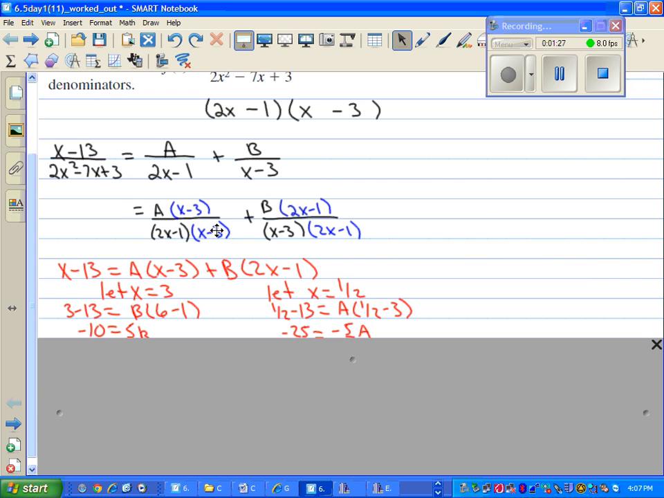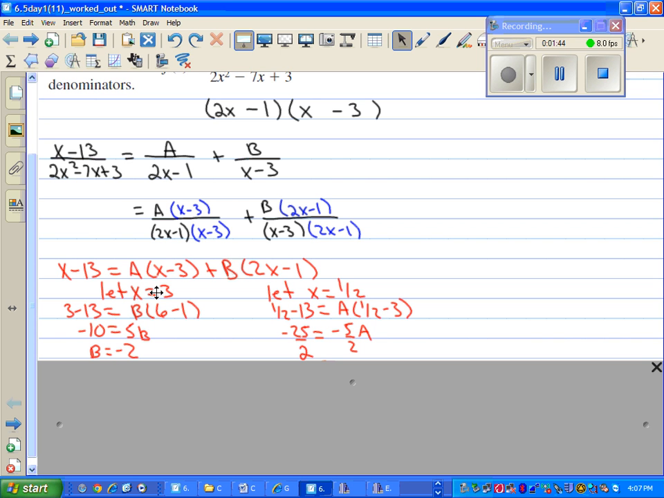Now that we have three common denominators, we can ignore the denominators. And we'll have x minus 13 equals A times x minus 3 plus B times 2x minus 1. If all the denominators are the same, we don't have to worry about them. Our next step is we're going to let x equal 3, because that is what will make this factor 0. That's what will eliminate the A. And we can pick x to be anything we want under the sun. In this case, we want it to be 3 so that A is eliminated.